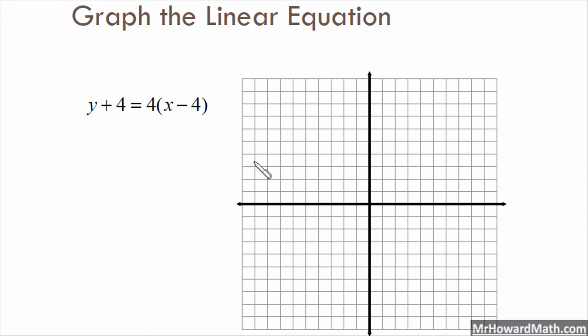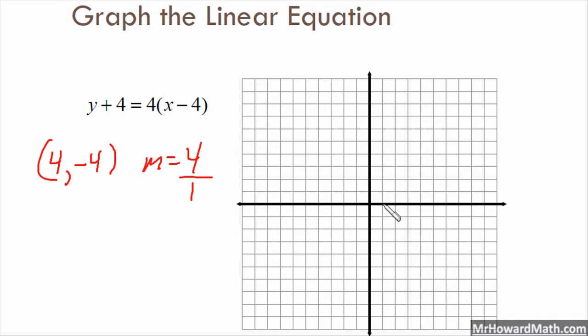Alright, next one, graph the linear equation. Okay, so take out what they give us. They give us a point and the slope. They give us an x-coordinate of +4, opposite of that. Give us a y-coordinate of -4, opposite of that. They give us a slope, an m of 4. So that's going to be up 4 over 1.